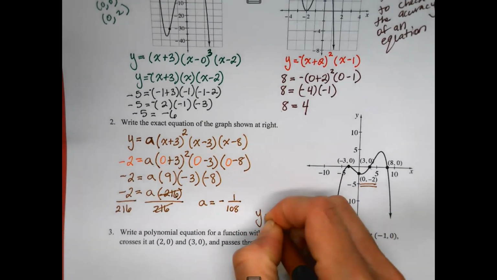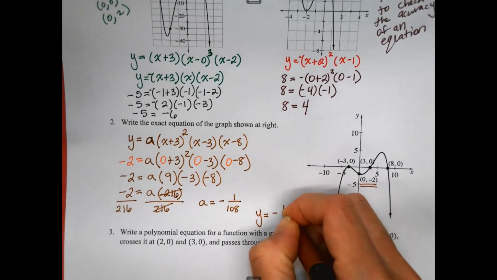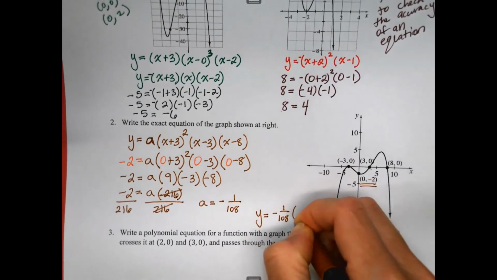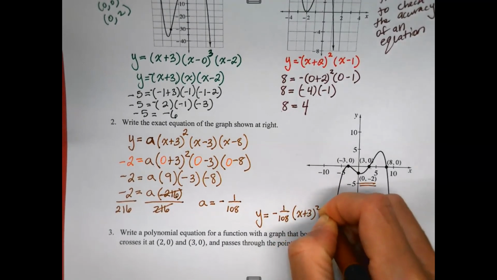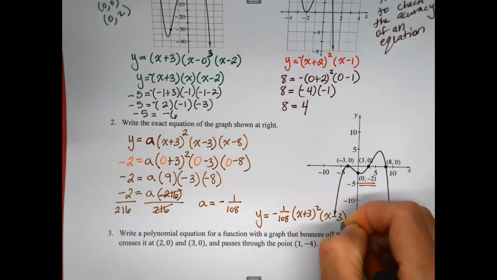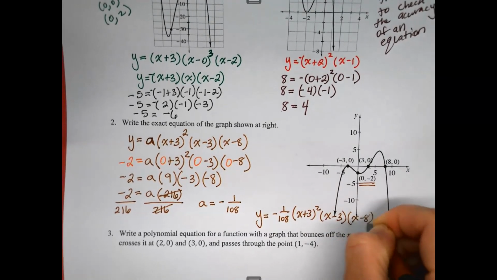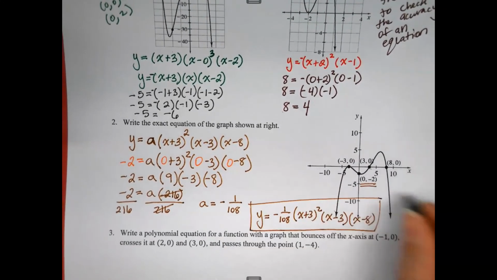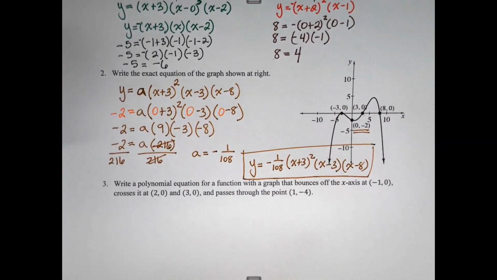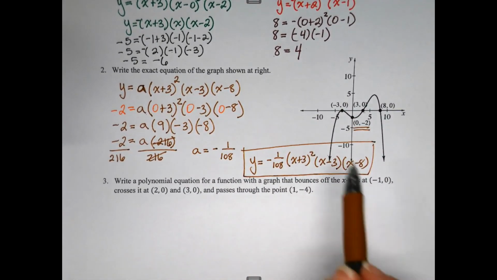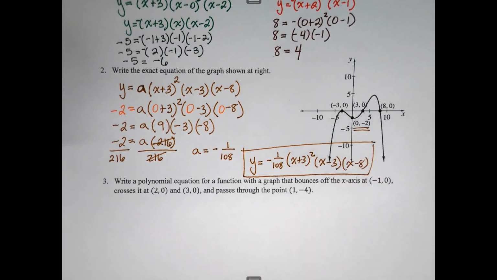Therefore, the exact equation is going to be -1 over 108 times x plus 3 squared times x minus 3 times x minus 8. So all we have to do is look at what our x-intercepts are. They will give us our linear factors. And then we're going to have to use some other point on our graph to figure out what our stretch factor is going to be.